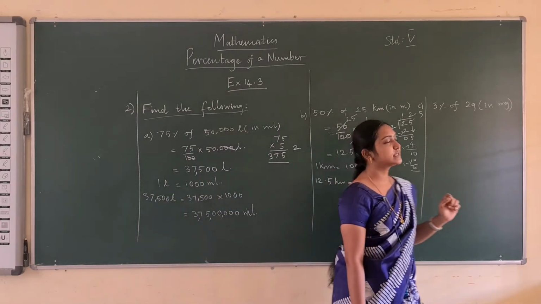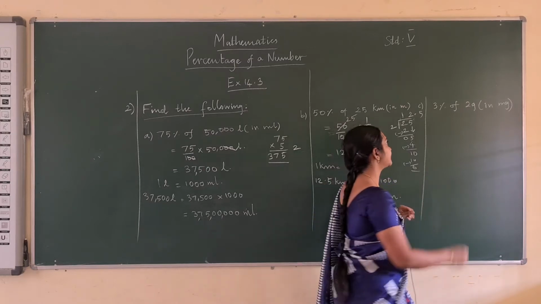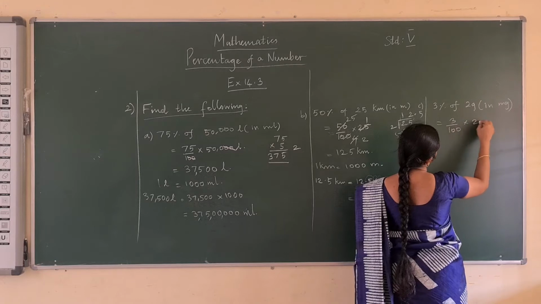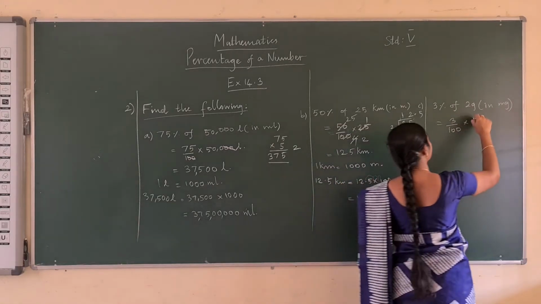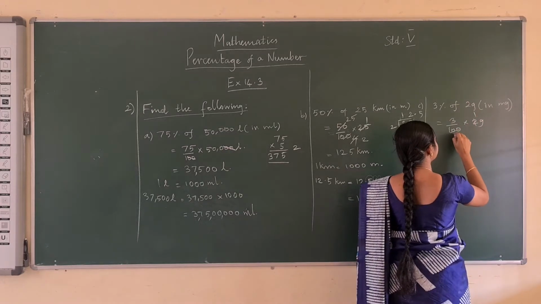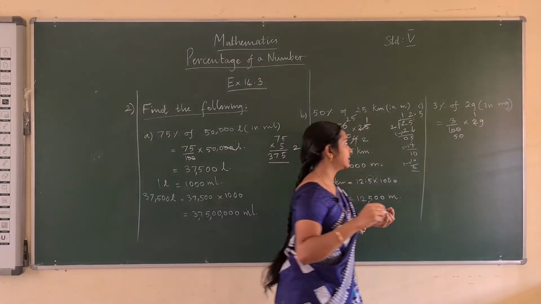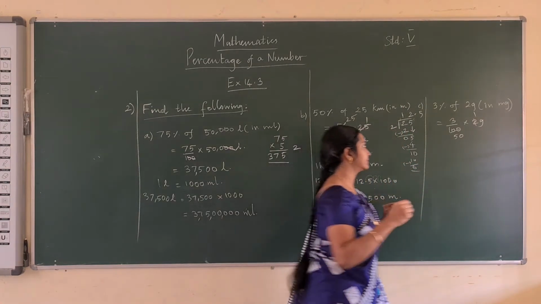Next, 3% of 2 gram. We have to convert that into milligram. 3% means 3 by 100. We have to find it for 2 grams. 1 2 is 2. 50 into 2 is 100. Now we have to divide 3 and 50.